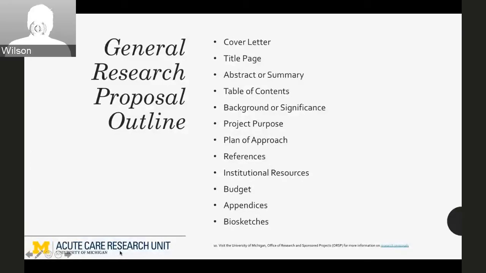This is the general research proposal outline. Depending on the research proposal, it may contain a cover letter, it will have a title page, an abstract or summary, the table of contents, the background or significance section, the project purpose, a plan of approach, as well as references, institutional resources, a budget, and then the appendices, as well as the bio sketches.